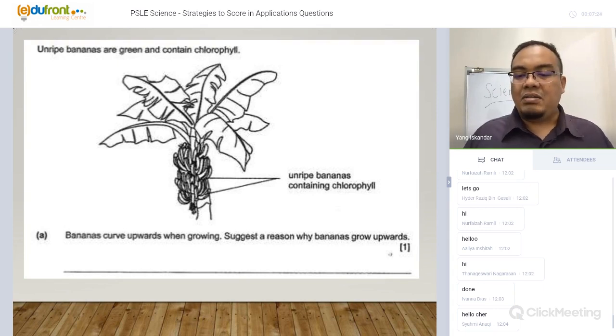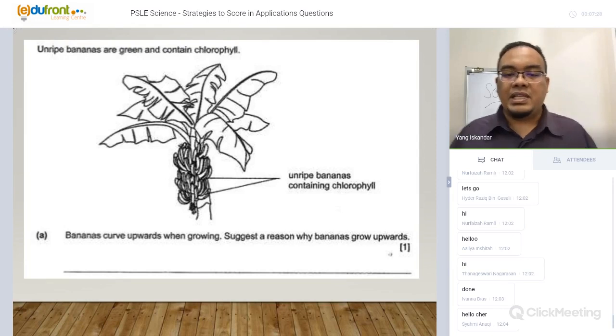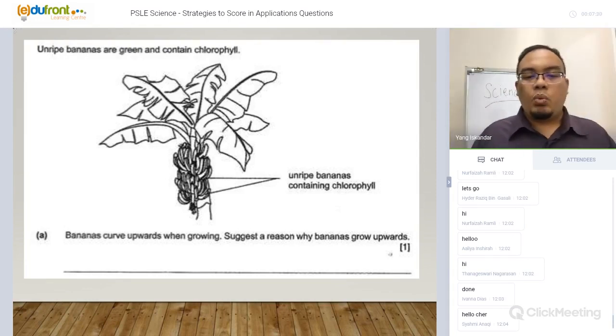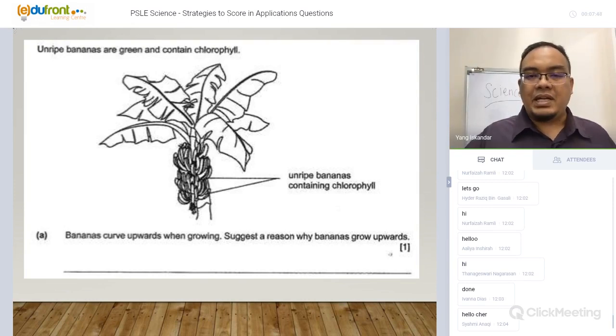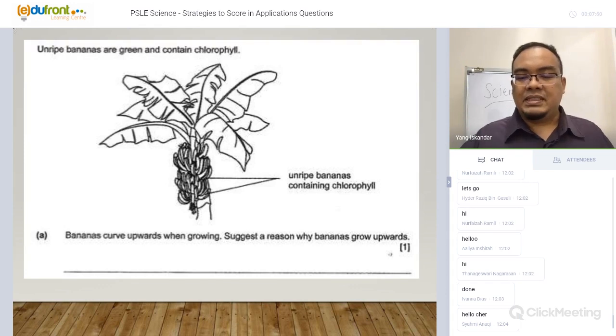Let's hear, how should you respond? Anyone? You can type in the chat function. What do you think is the answer? Why do bananas grow upwards? Usually fruits grow downwards, right? Because of gravity, it will pull the fruits downwards, but bananas grow upwards and are curved. What's the reason? Anyone? You can just type into the chat function. Quite interesting, right? And this was last year's PSLE question.